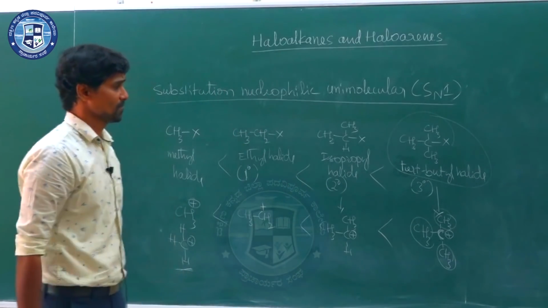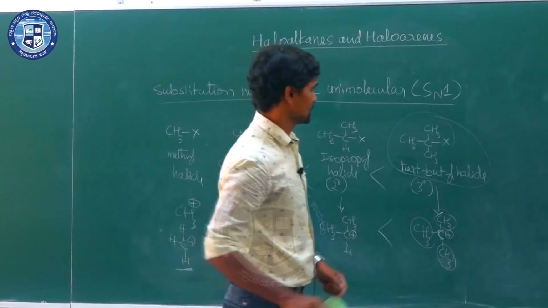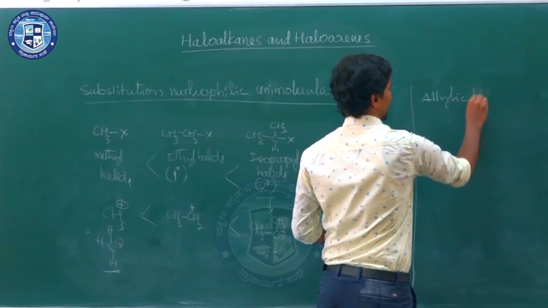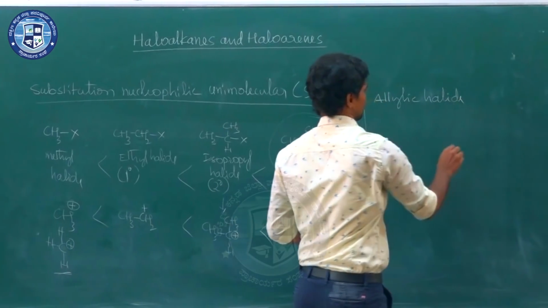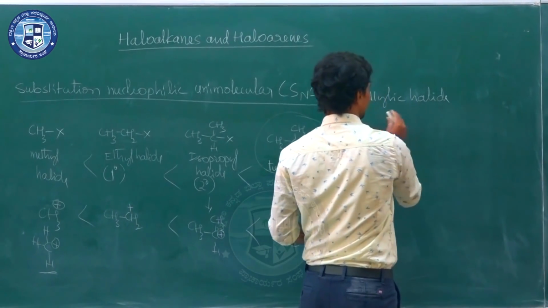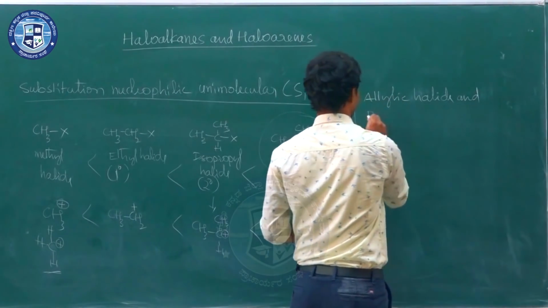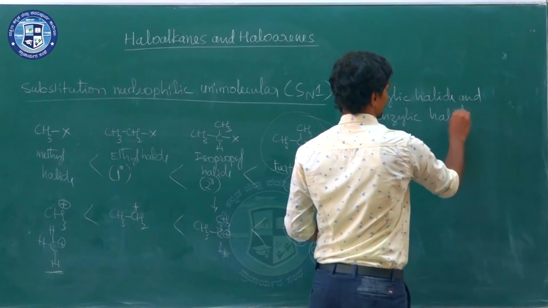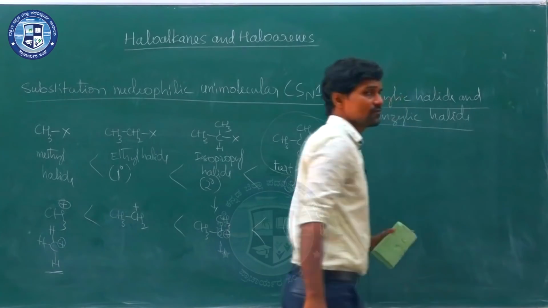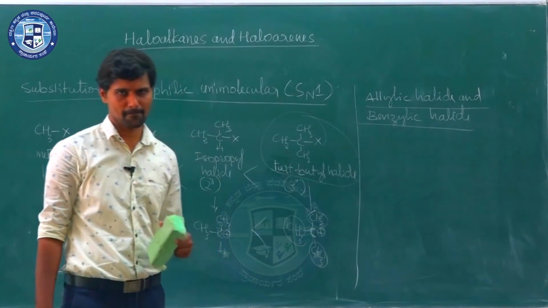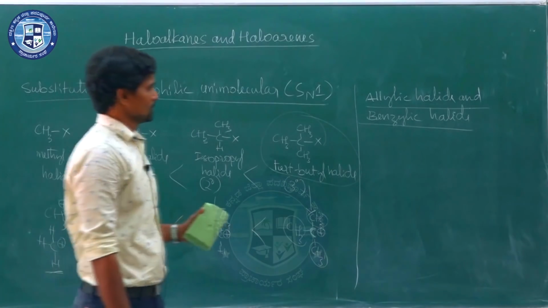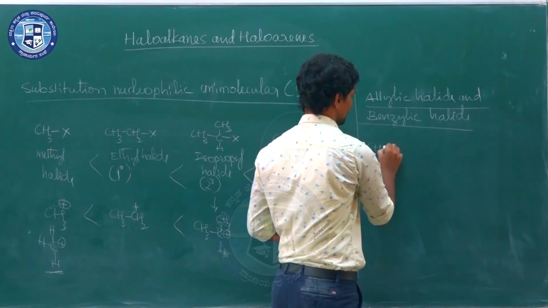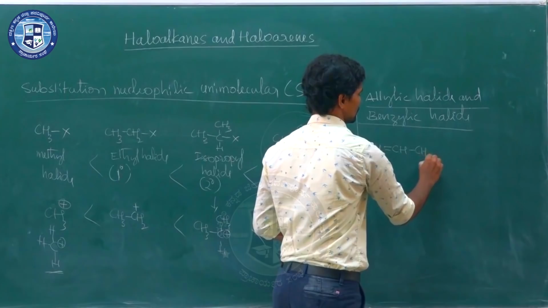Now, we will take 2 compounds, which are allylic halide and benzylic halide. These 2 compounds show very high reactivity towards SN1 mechanism. What is the reason for that? So, you consider one allylic halide, CH2=CH-CH2Br.